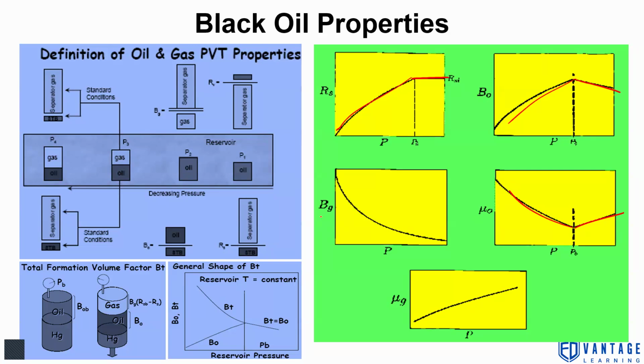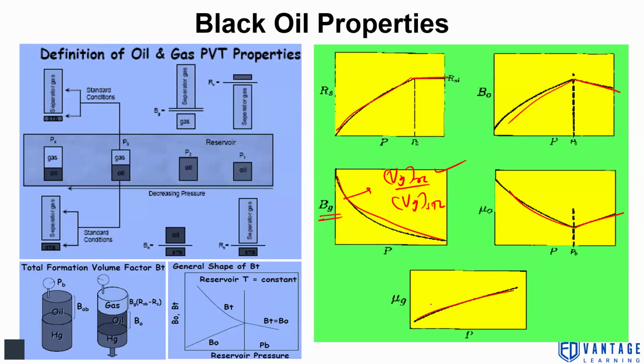Bg, which is the gas formation volume factor, will decrease as pressure increases. So Bg is nothing but volume of gas at reservoir condition by volume of gas at stock tank condition. Of course, when pressure decreases, your volume of gas at reservoir condition is highest, right? It will keep on increasing. The volume of gas expands. Gas is a highly compressible fluid. And also viscosity of gas increases as pressure increases.